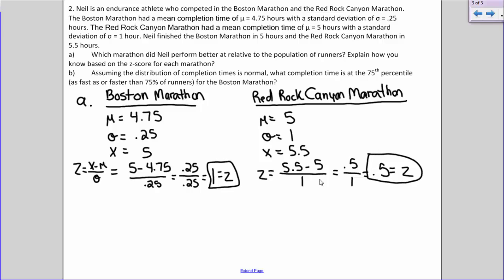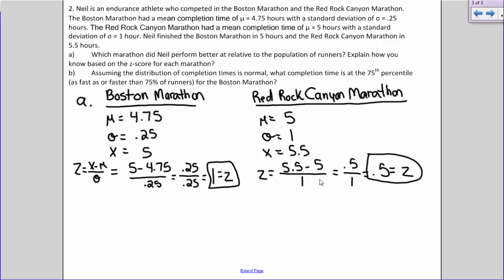Now be careful when you are answering the part about how you know which marathon he performed better on relative to the population of runners. Now, if we're measuring something where higher scores are better, then you want large z-scores, right? Large z-scores indicate better performance. But if you're measuring something where smaller scores are better, so quicker running the marathon, right? A lower completion time, then z-scores that are lower indicate better performance.